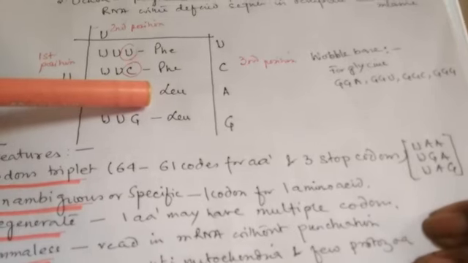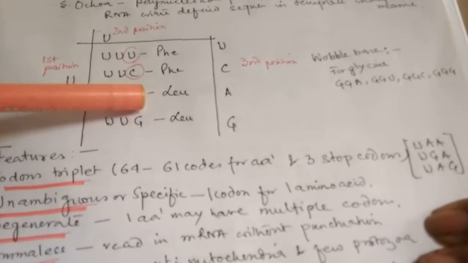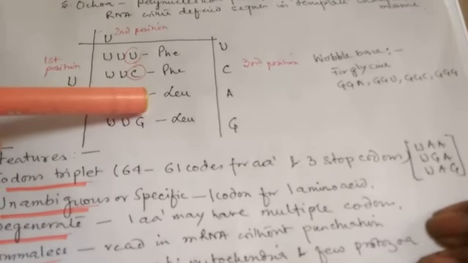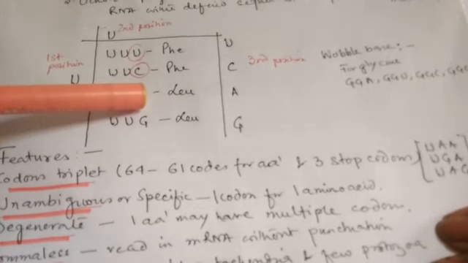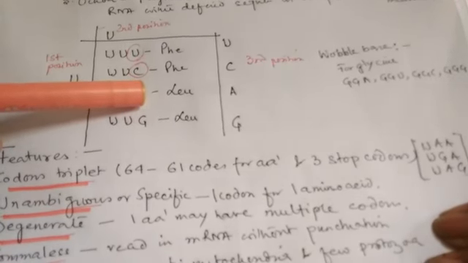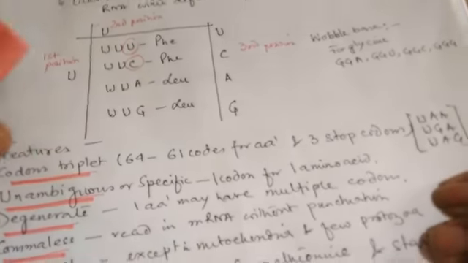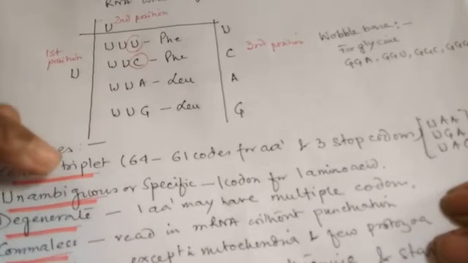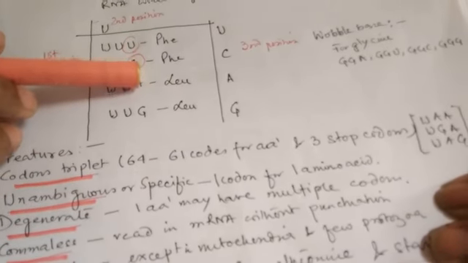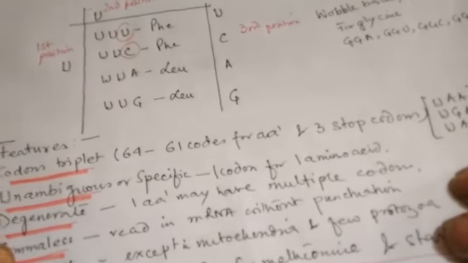But why has this happened, and what is the advantage of having degeneracy? This third nitrogen base is called the wobble base. The advantage of having the wobble base is that comparatively fewer tRNAs are required for carrying the specific amino acids. So the third nitrogen base is called the wobble base, and it is much less significant compared to the first and second nitrogen bases in the genetic code.